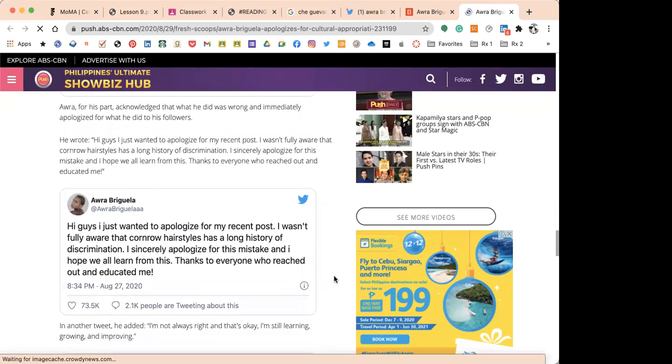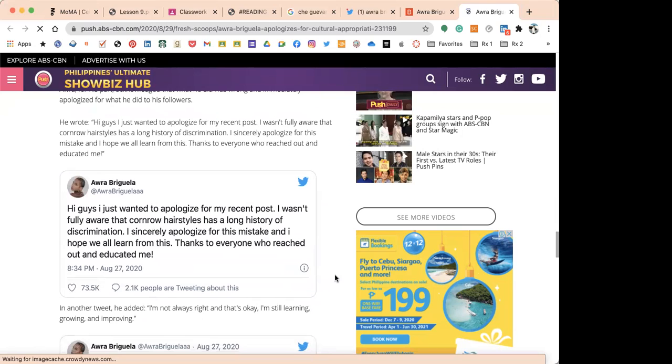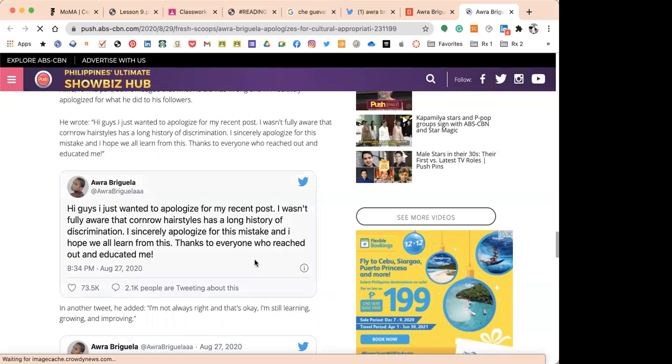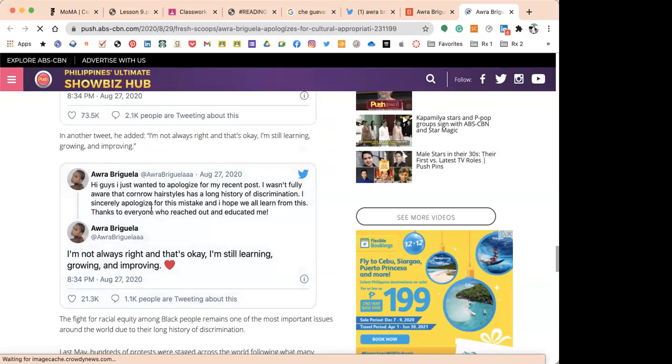did to her followers. She wrote, "Hi guys, I just wanted to apologize for my recent post. I wasn't fully aware that cornrow hairstyles has a long history of discrimination. I sincerely," medyo wrong din yung ano sinabi niya. It's not about the discrimination, it's about the use. "I sincerely apologize for this mistake and I hope we all learn from this. Thanks to everyone who reached out and educated me." Although what she did is of course very good. It's commendable, no? Apologizing and owning up to the situation.